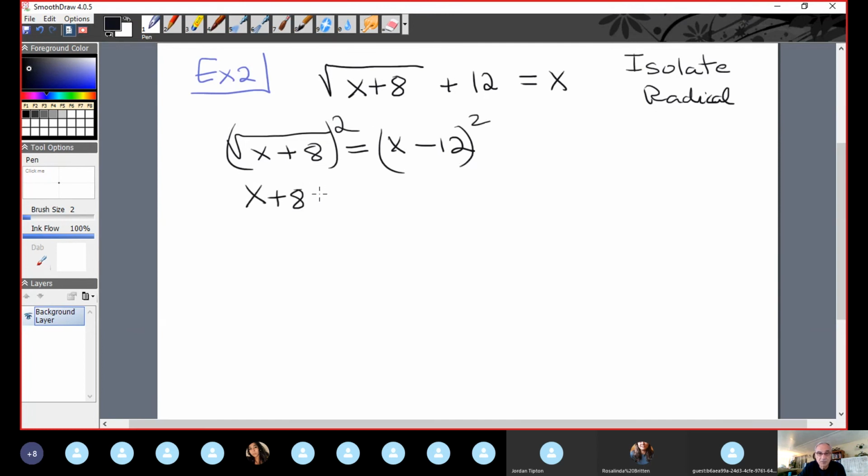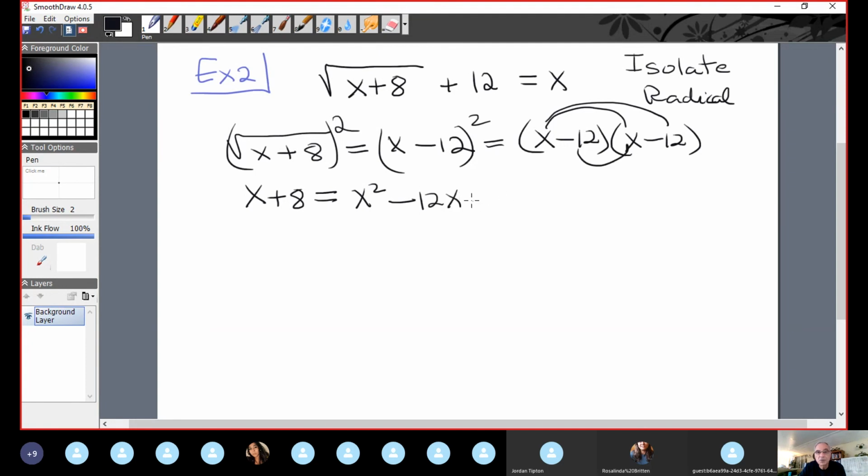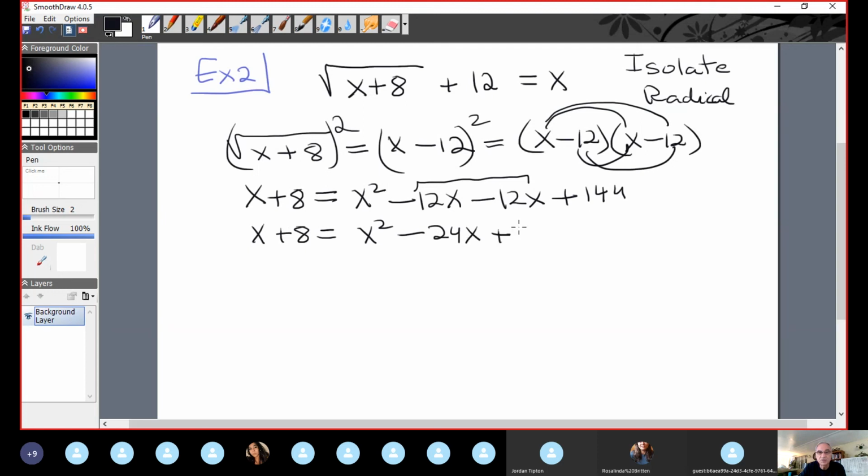X plus 8, without the radical, is equal to a new multiplication: x minus 12 times x minus 12, no? You FOIL if you want: x squared minus 12x, minus 12x again, plus 144, which is 12 times 12. And we combine like terms, why not? X plus 8 is equal to x squared minus 24x plus 144.